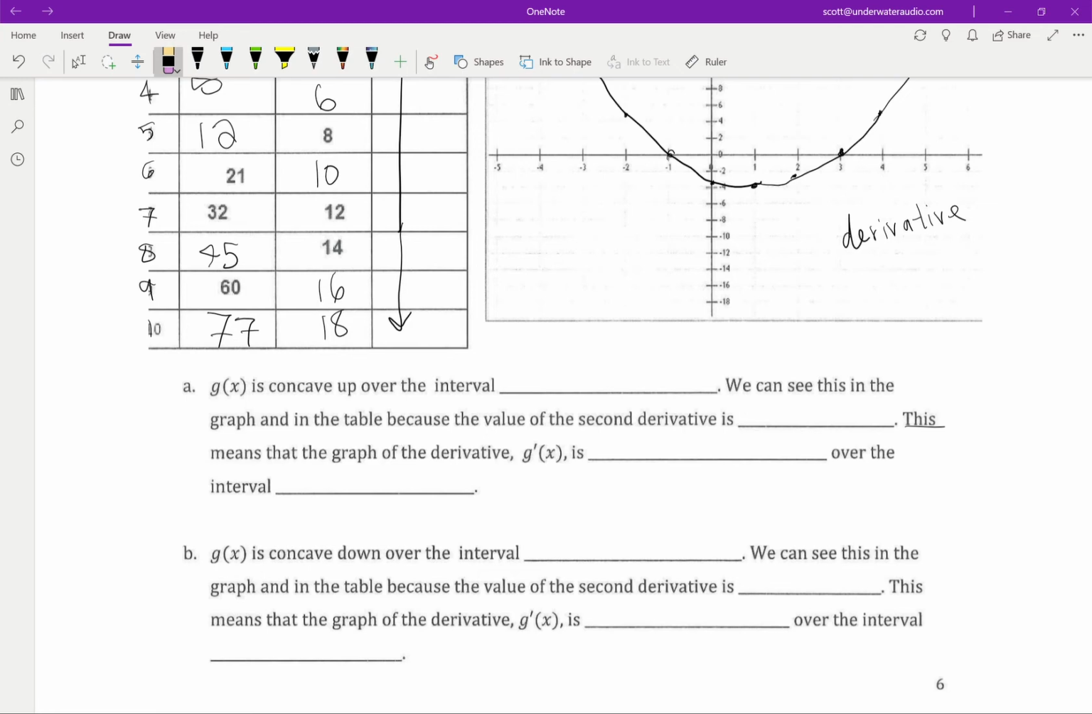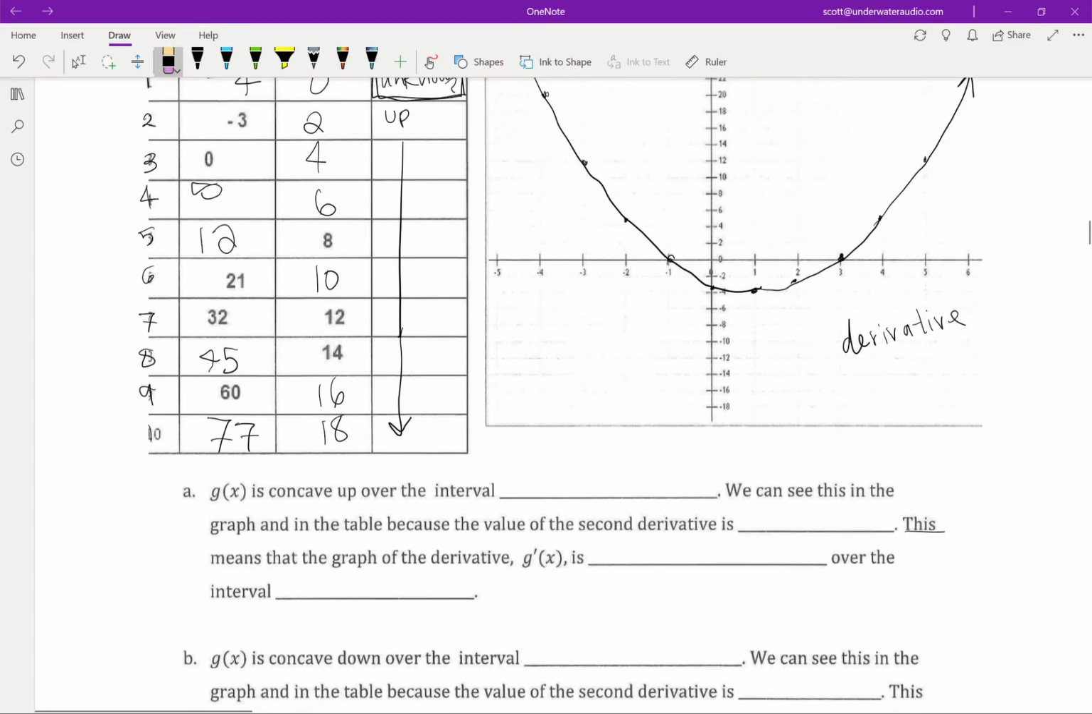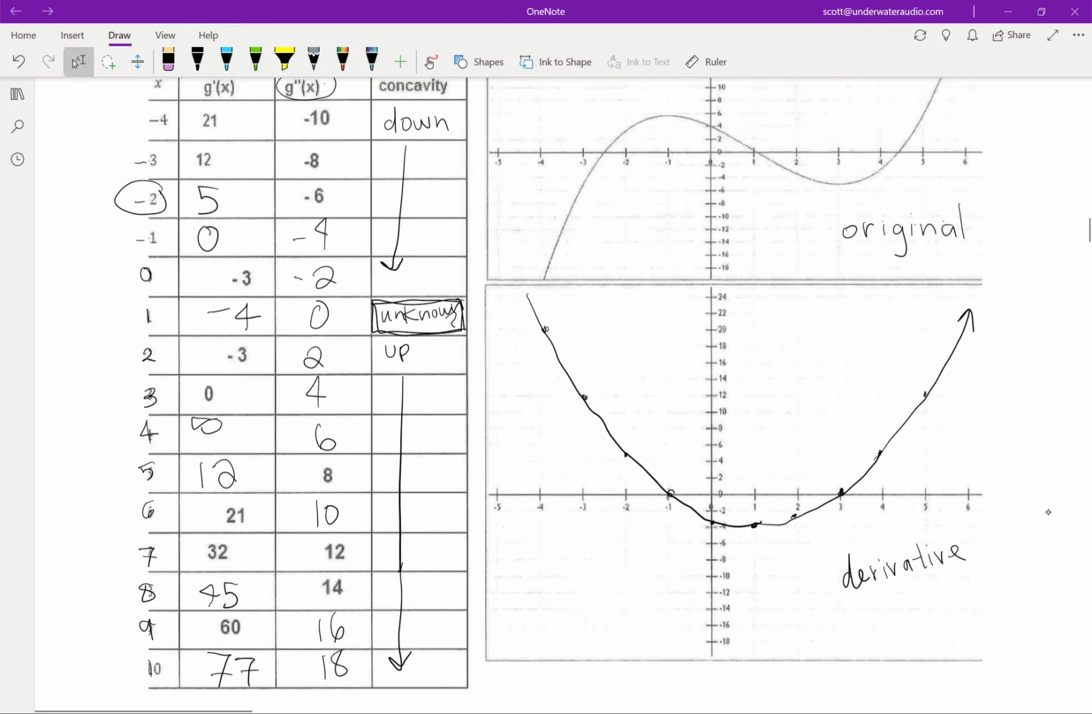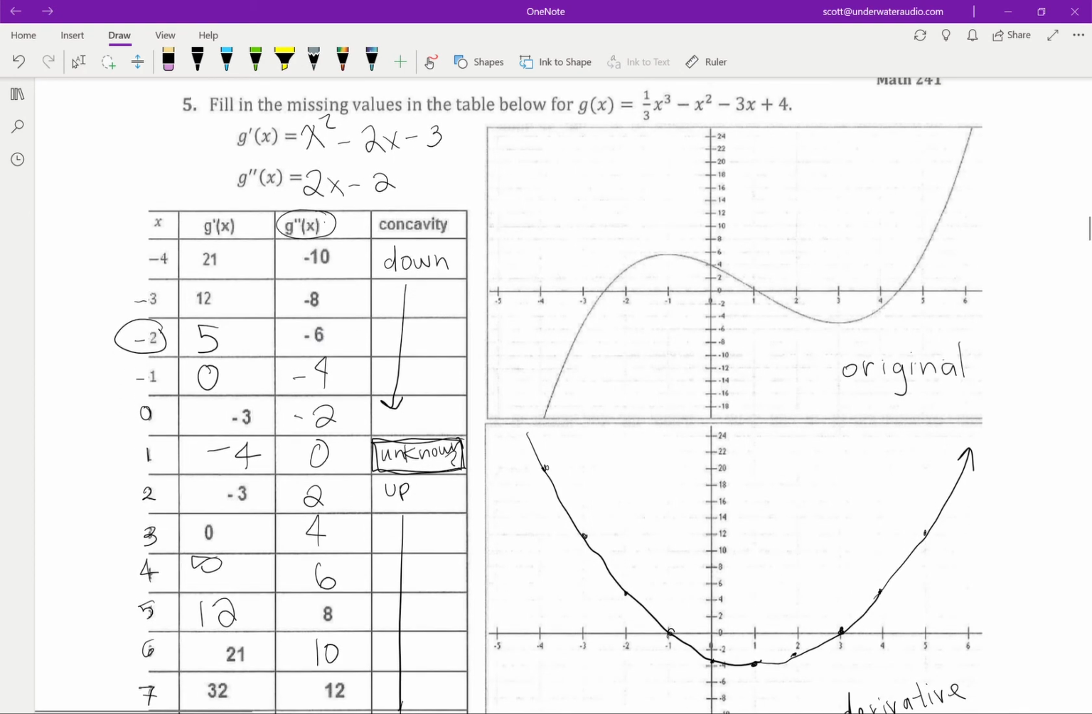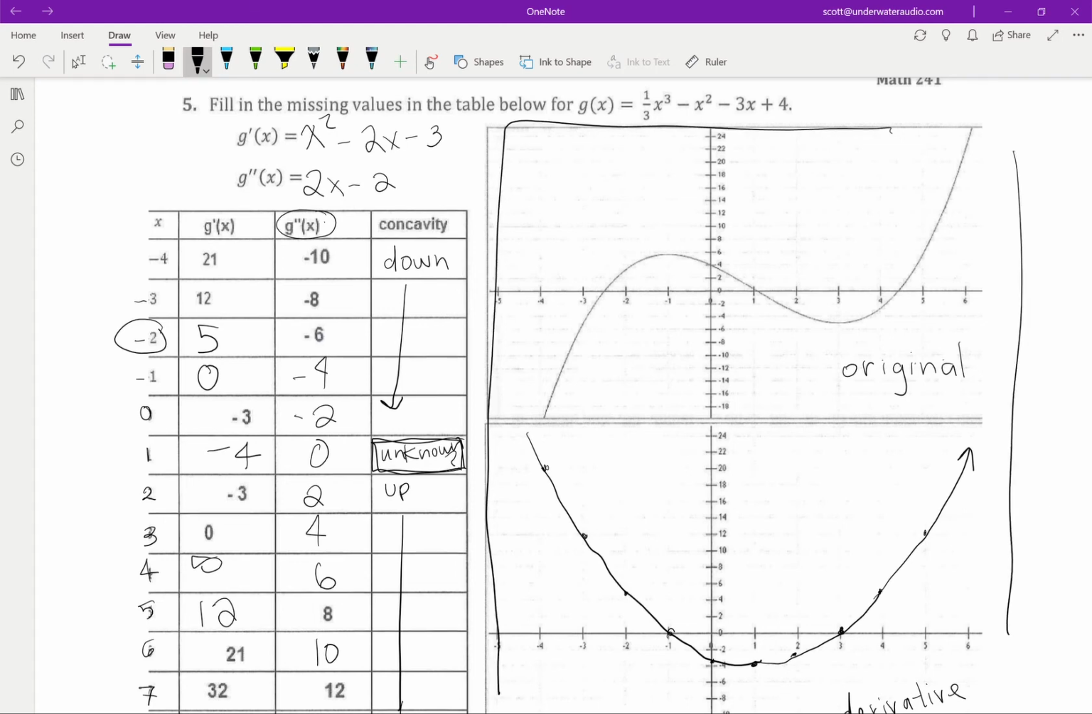Okay, g of x is concave up over the interval. So let's do that thing where we kind of ignore everything and just talk about the two things that I'm seeing here. Just looking at the graph, ignoring everything else, I'm supposed to think about concavity, and I can see in the original that it kind of switches at 1. So it's concave down, and then it's concave up.